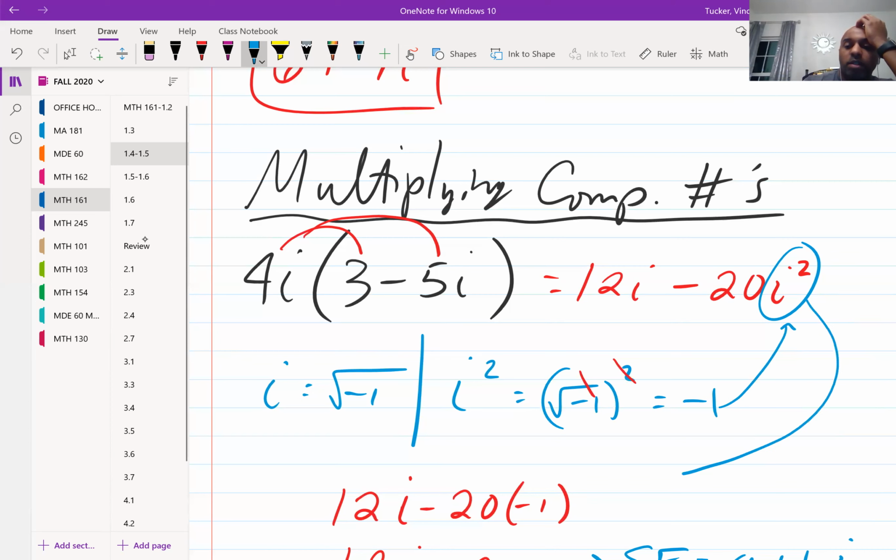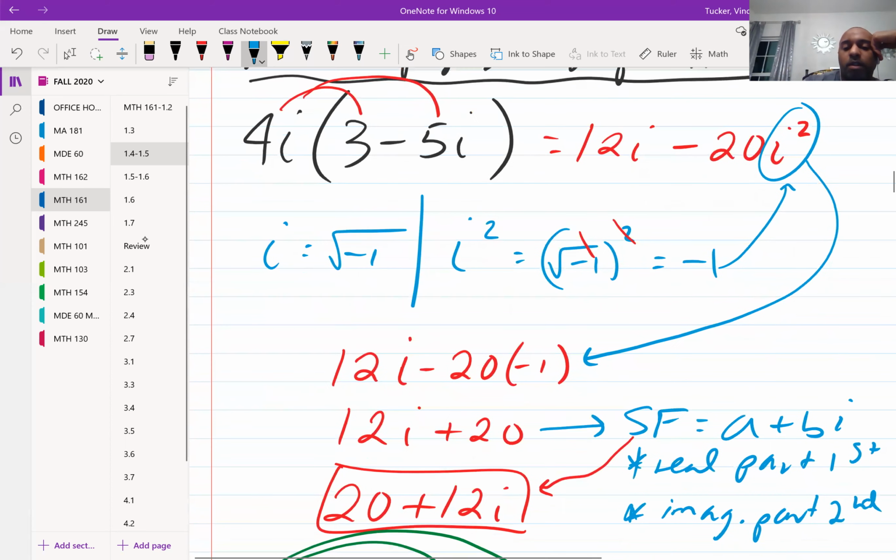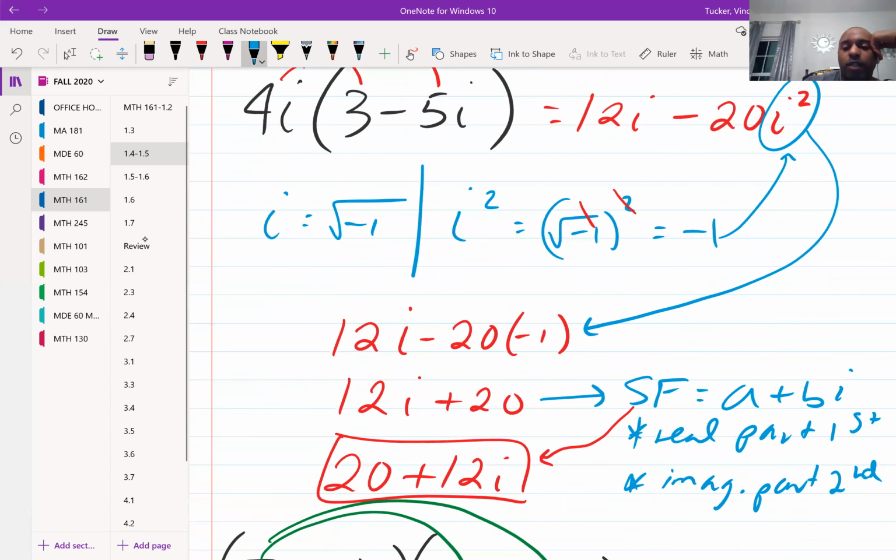And so that's what I did down here. We have 12i minus 20 times negative 1. Those two negatives will turn positive, so that'd be 12i plus 20. And then here we're just noting, don't forget standard form is the real part first, then imaginary. So if that's the case, you will rewrite that as 20 plus 12i.